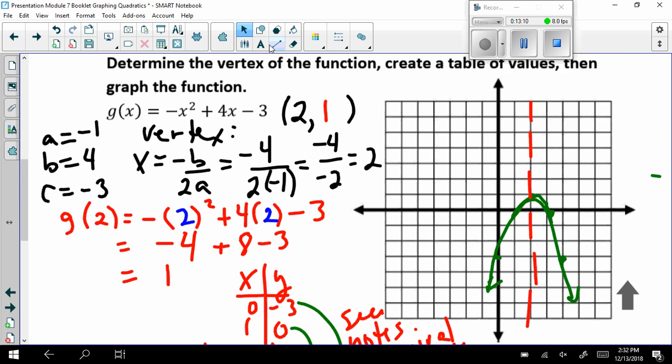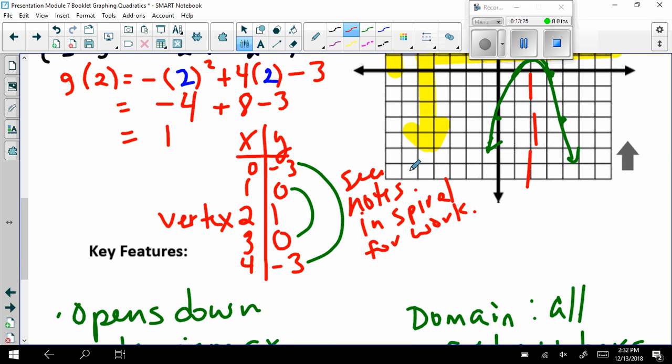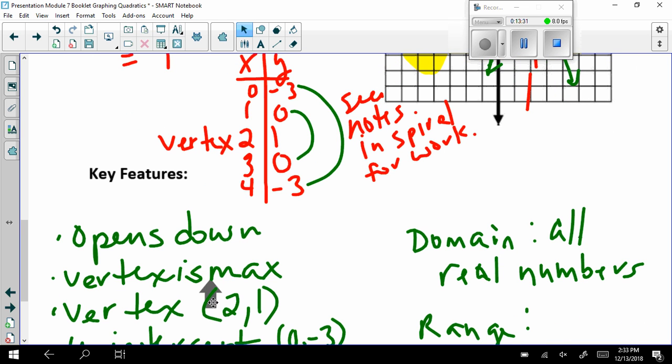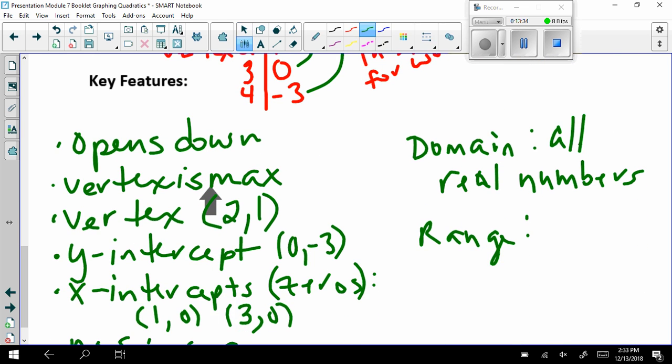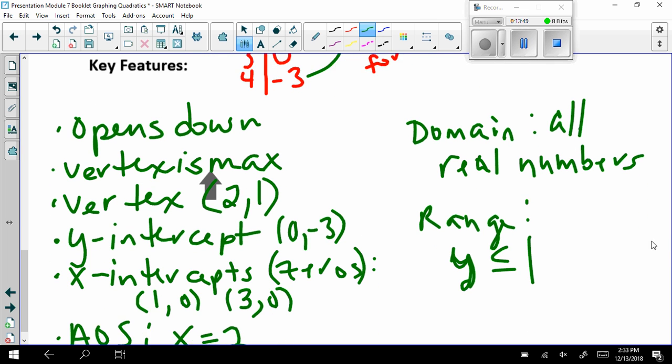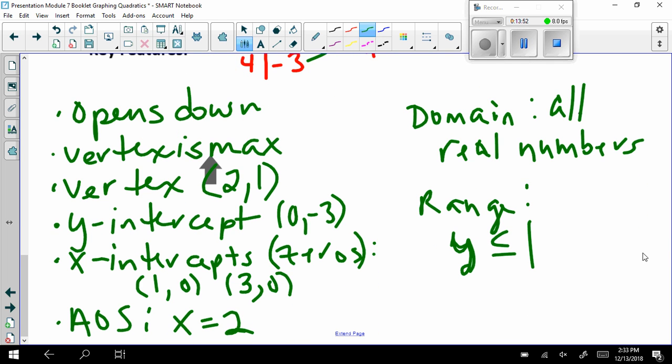Now the range, we look for our highest and our lowest. So my highest point is right here at 1. And my lowest point, I have arrows, so it goes down forever. Now, the fact that we are opening down and our vertex is a max, that tells us that my range is going to be y is less than or equal to, and in this case, 1. 1 is the highest, and all my points are beneath it. So my range, y is less than or equal to 1. And that is it. That is all of our key features for this graph.